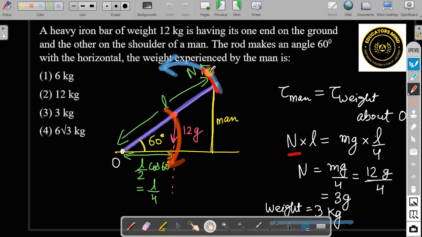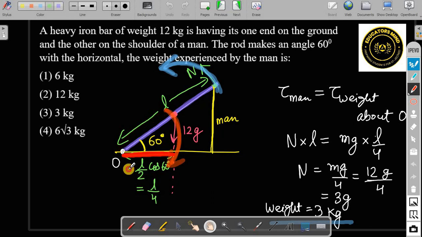So this is the N force into this distance L, right? That is the torque. Torque is force into perpendicular distance. Here this is the force, the weight which is acting. The perpendicular distance is this. So how will you calculate this? This distance is L by 2, because the weight is acting at the center of mass. The total length of the rod is L, so half of the length is L by 2.